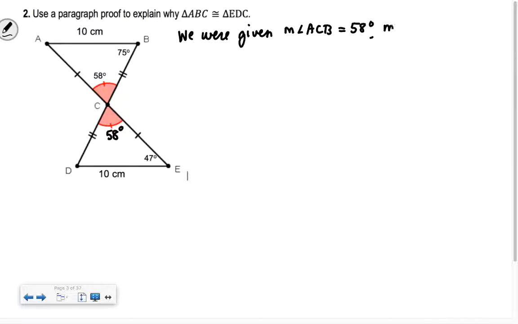We can just say measure of angle B is 75. We don't have to put 3 marks for that one. Do you guys see why we can just call it measure of angle B? That's the only one that's angle B right there. And then we were given measure of angle E is equal to 47. And then we know that AB, that length is 10. Oops, if it's a length, I'm not going to put the segment mark over it, though. So I'm going to say AB is equal to 10, and then DE is equal to 10 as well.